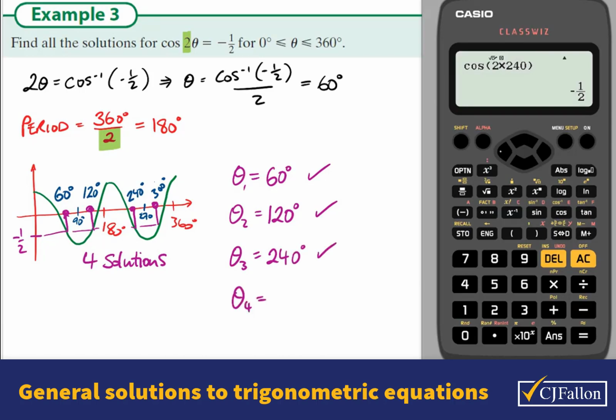We know that that's as many answers as we have, because if we keep going, the next solution would be outside the range 360. So there's the 4 solutions.